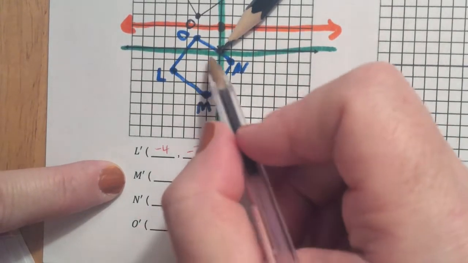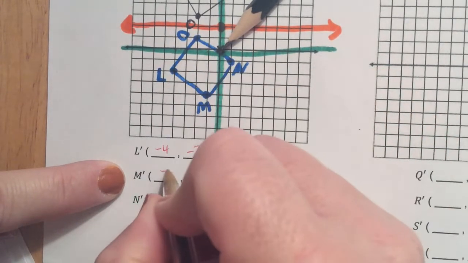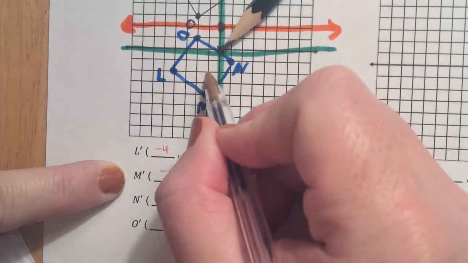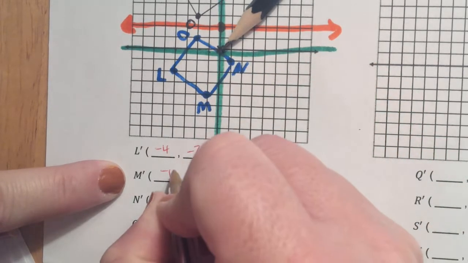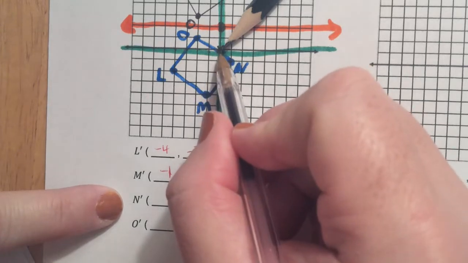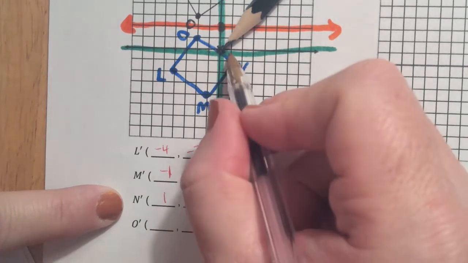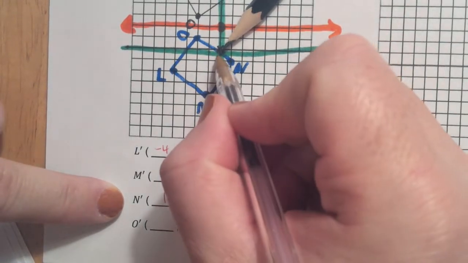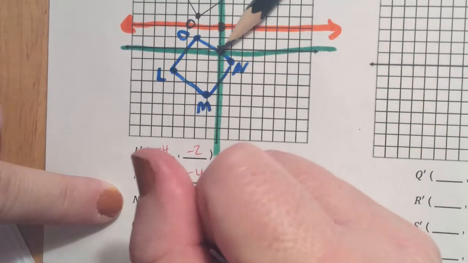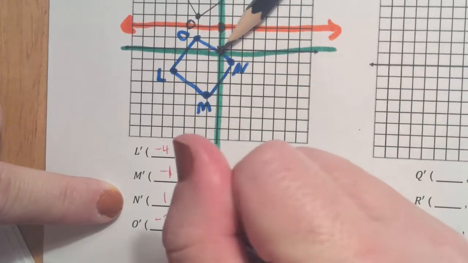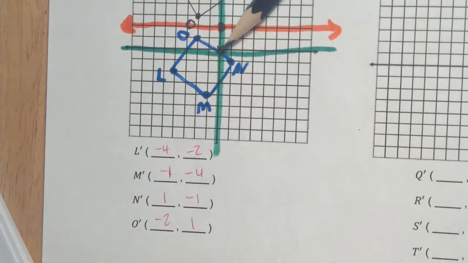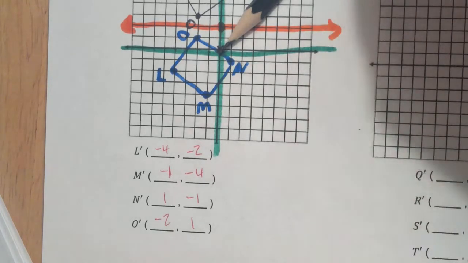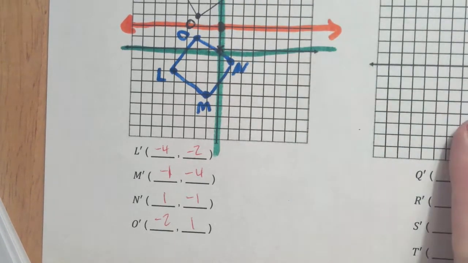Okay, and then our M is (-1, -1), (2, 3), (4, -4). Your N is (1, -1). And then O is (-1, 2), (1). Okay, so that's our center. All right, sweet. Okay, let's go ahead and go to number 9.